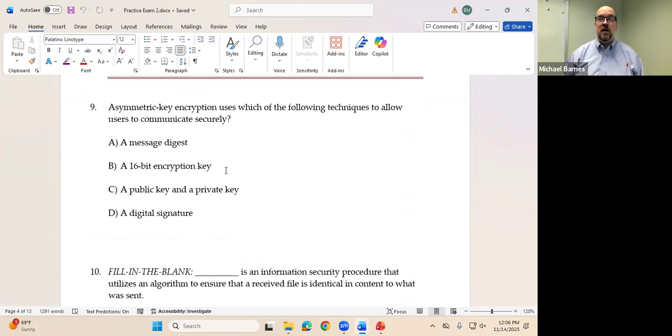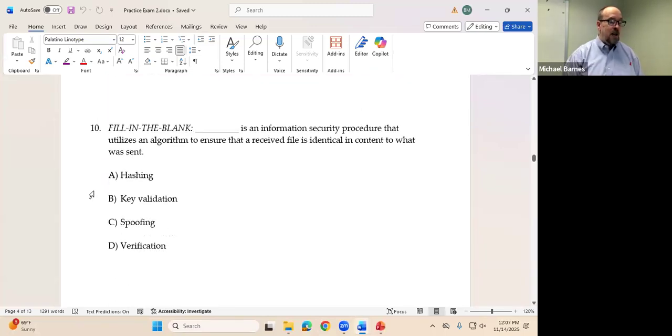A 16-bit encryption key: we did talk about encryption keys, but what is the minimum level of encryption that's required for asymmetric key encryption in today's day and age? It's 128 bits. Most of them are actually at 256 bits nowadays. Digital signatures do relate to asymmetric key encryption, but that's a further use for identification or validation, which includes both encryption and hashing. So that would use both of these. What we're talking about specifically, techniques to communicate securely, are a public key and a private key. That was very specifically related to asymmetric key encryption, and that's our answer there.